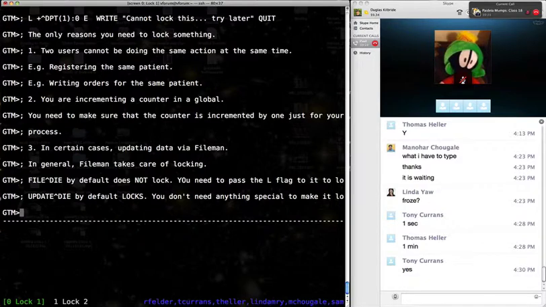So in general, over your programming career in MUMPS, if you ever get to write locking code, it will be the exception rather than the rule. You're going to find a lot of code that you read that uses locks, but you won't have to write a lot of code that actually uses locks. Okay. Let's actually run a little example.